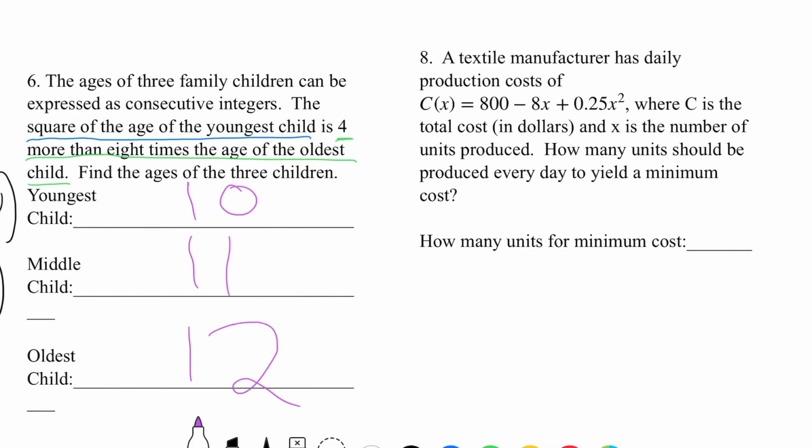Number 8, you're asked how many units for minimum cost. So where C is the total cost in dollars and X is the number of units produced. So once you put this in, your minimum is at 16,736. So your cost was your Y values, remembering that your X is always your time. So you're at 736.